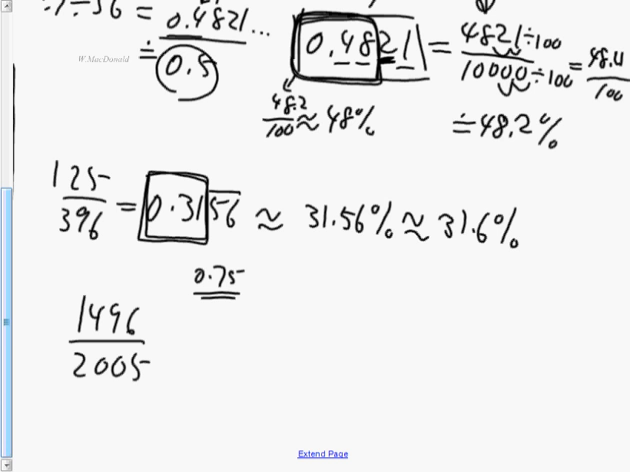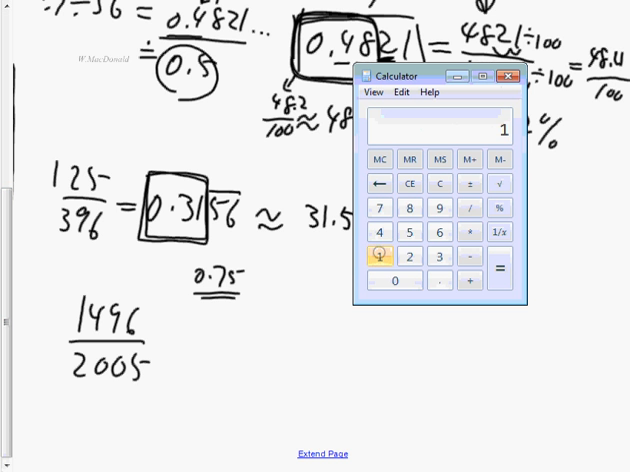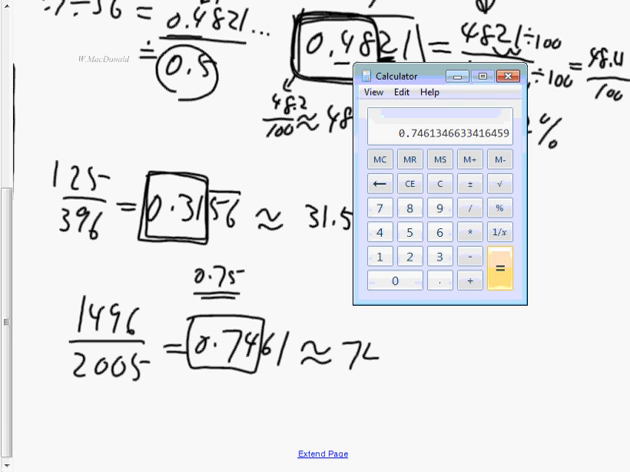So take my calculator. 1496 divided by 2005 should be around 0.75, and it's 0.7461. Remember, I'm going to keep my tenths position, which is approximately 74.61%. And if I round it just to the nearest decimal place, which is approximately 74.6%. Okay, so that's the first Show You Know.